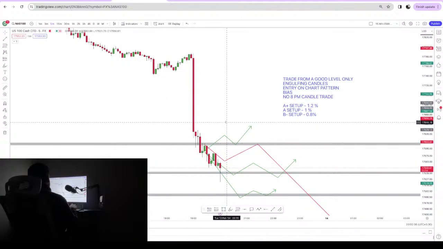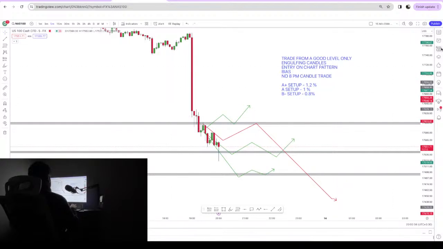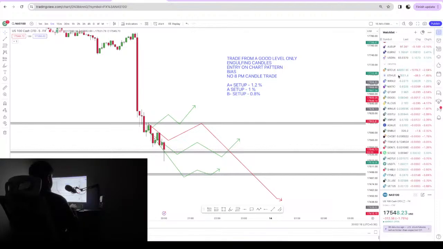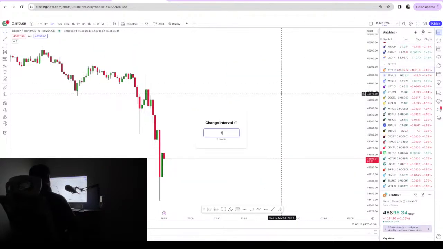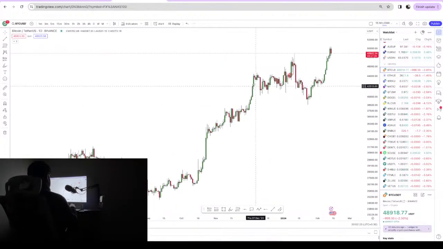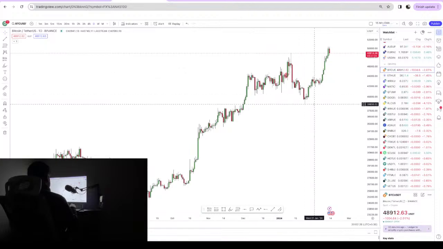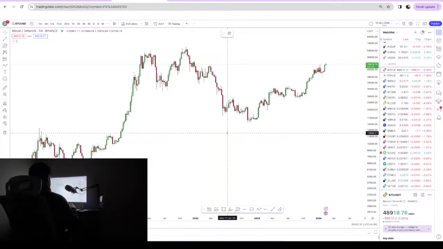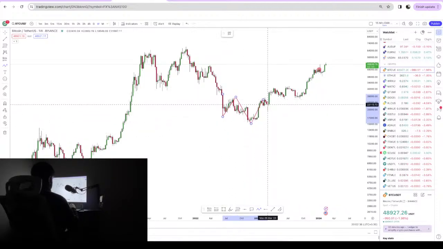Yes, I said our setup has properly worked out. Told you it is going to shoot very soon. I predicted this also. You can see a very nice inverse head and shoulder here. A nice breakout, nice retest, a nice engulfing candle.